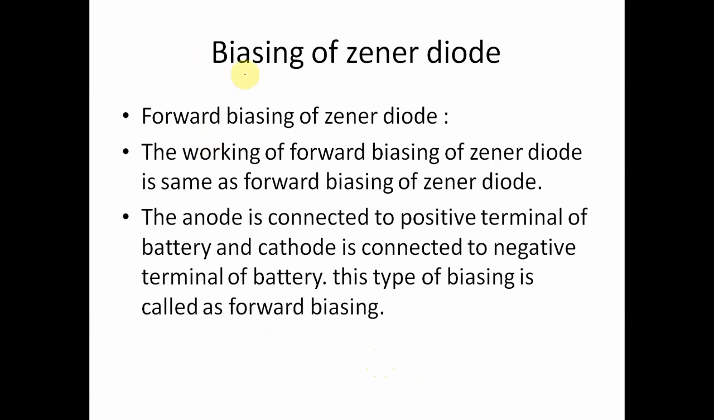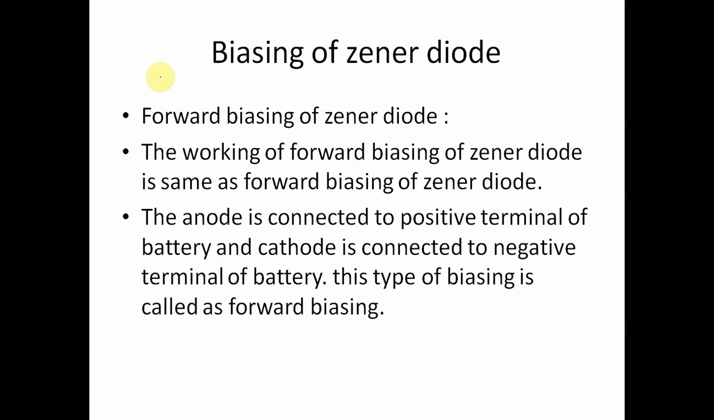Now we will study the biasing of Zener diode. We already studied the concept of biasing. What is the concept of biasing? Biasing is nothing but an external DC supply applied to the device. The device is your Zener diode; a PN junction diode is also a device. There are two types of biasing: forward biasing and reverse biasing.